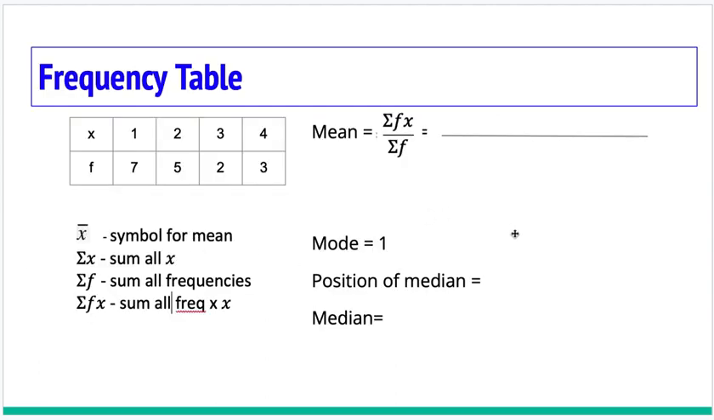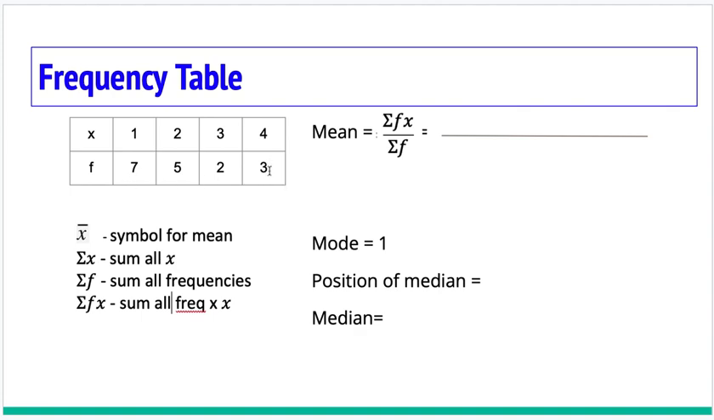Now we take a look at how we get the mean, mode, and median for a frequency table. A frequency table is an arranged set of data. Therefore, we don't need to arrange the data when we get the median. But there are more numbers here than you can see in the raw data. For example, there are 7 ones, 5 twos, 2 threes, 3 fours. So in fact, there are a total of 17 numbers.